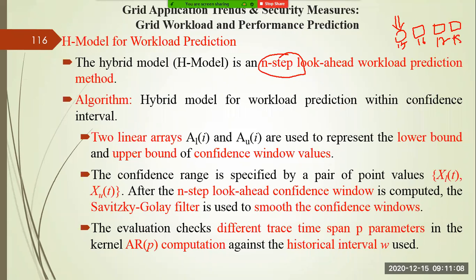For this, the H model is taking two linear arrays. One is AL(i), another is AU(i). AL(i) is the lower bound, and AU(i) is the upper bound of the confidence in the values. So we are putting two boundaries, lower bound and upper bound. The confidence range is specified by a pair of point values, that is XL(t) to XU(t). Here you are taking the upper bound and the lower bound of the confidence interval value. The confidence range is between these 2 points.